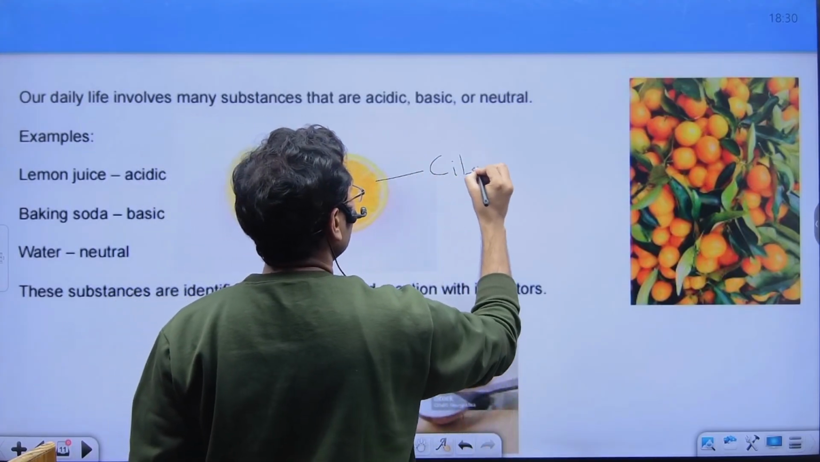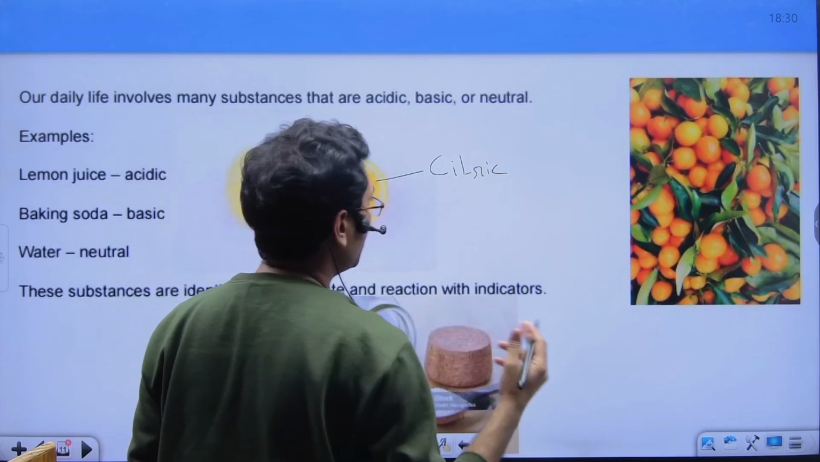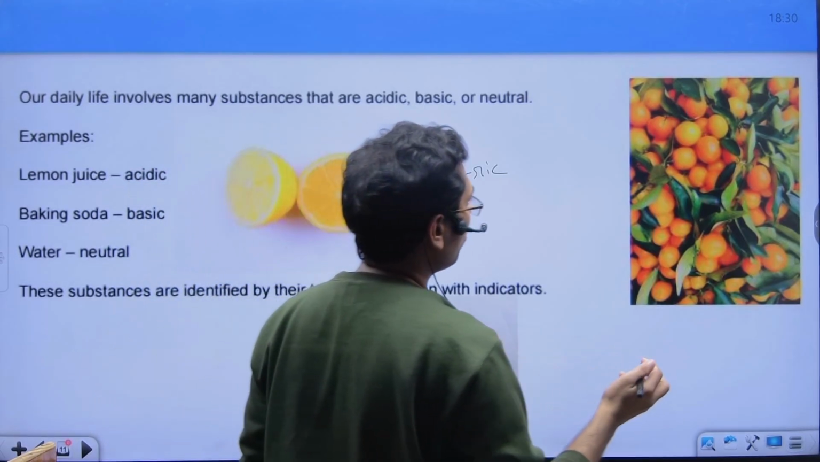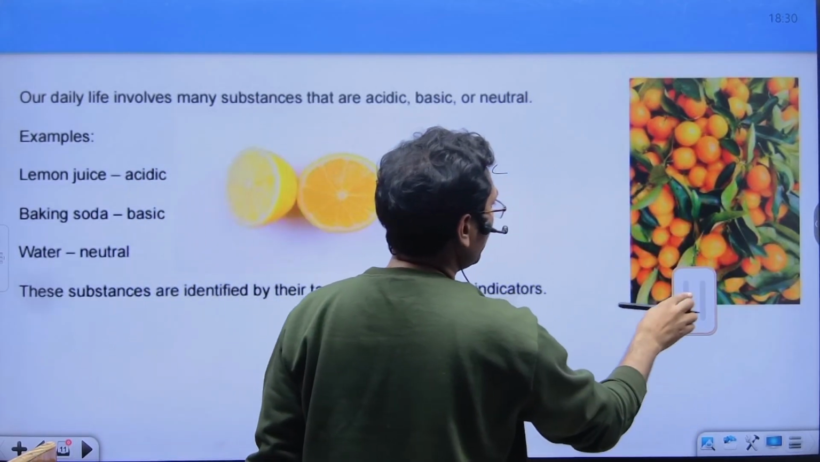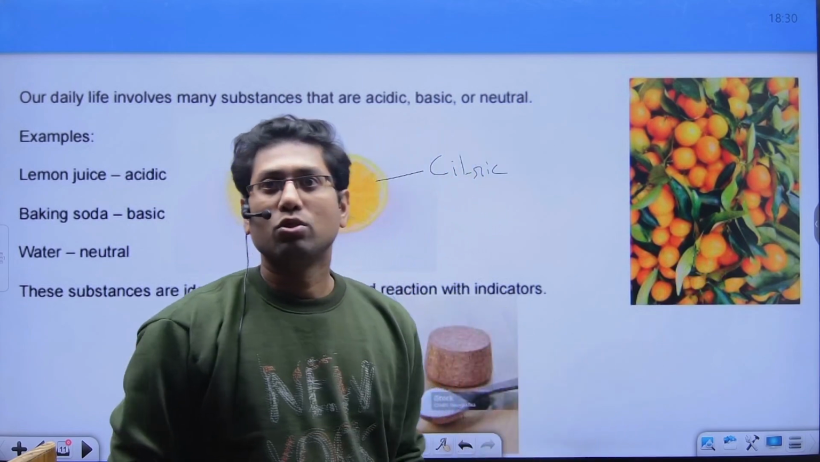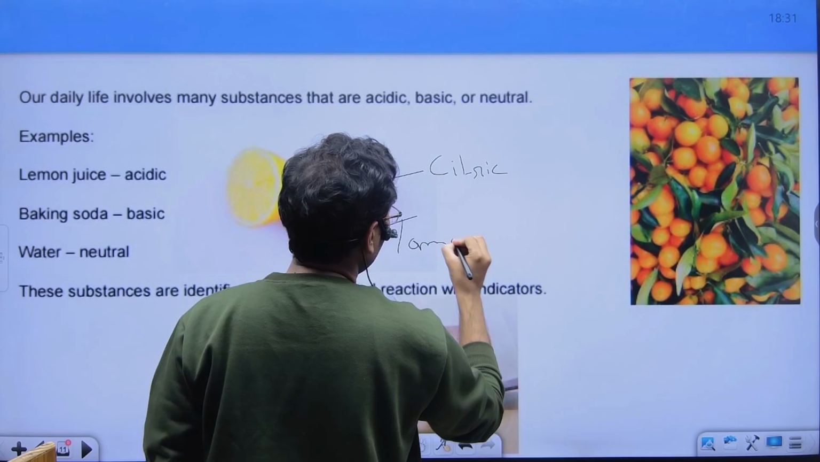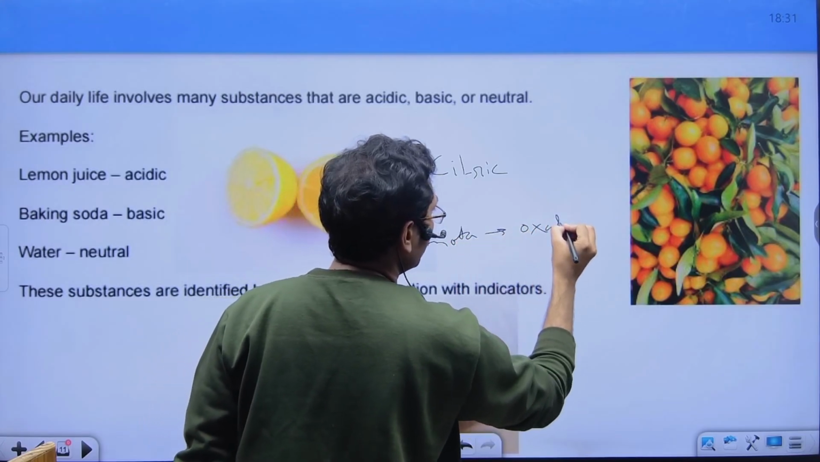So in your surroundings, there are so many substances that you see in everyday life, which are either acids or salt. In oranges also there is citric acid. Now in tomato, there is oxalic acid. There is oxalic acid in it.